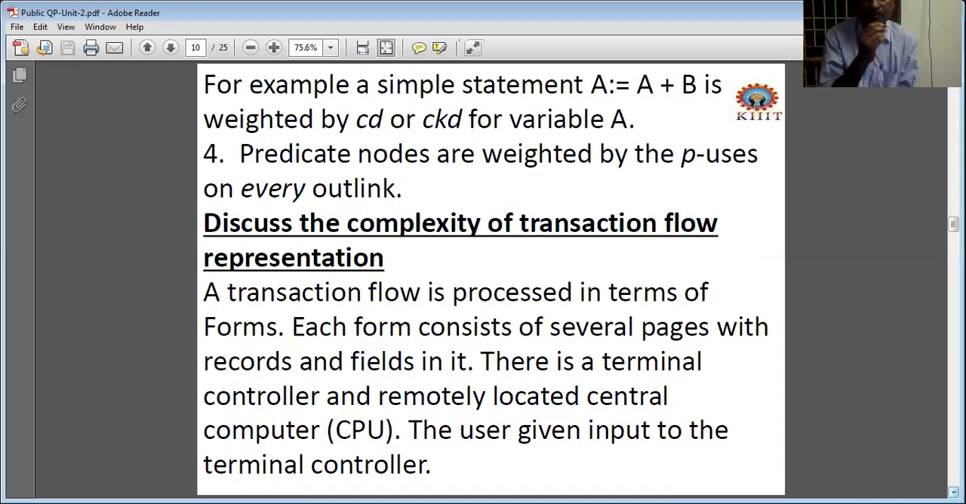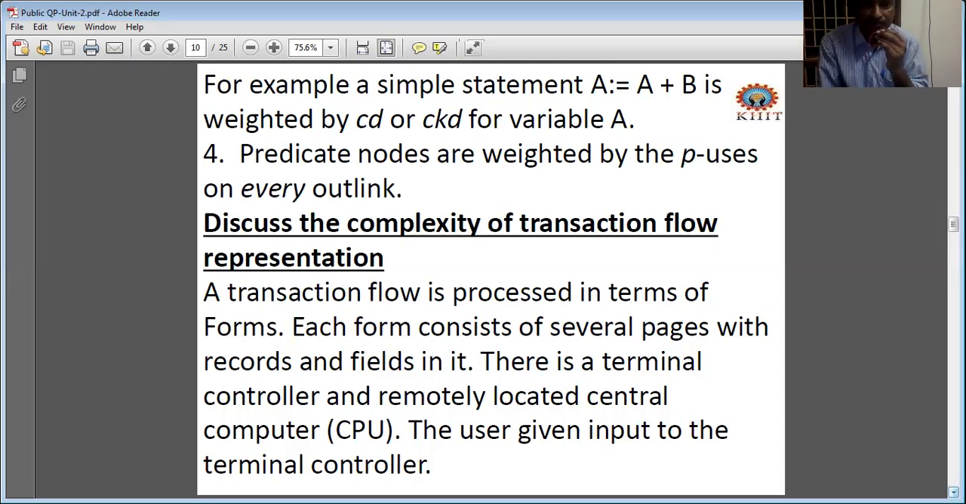Next question. Discuss the complexity of transaction flow representation. Here, in this complexity, first we see how the transaction flow is represented, and then we see how it is complex.